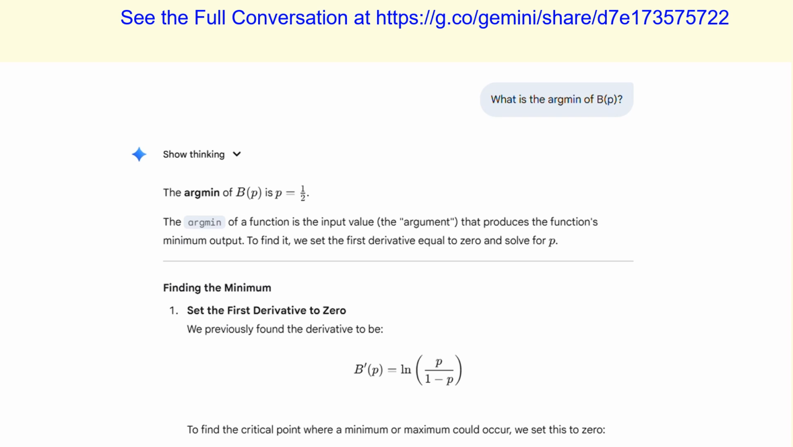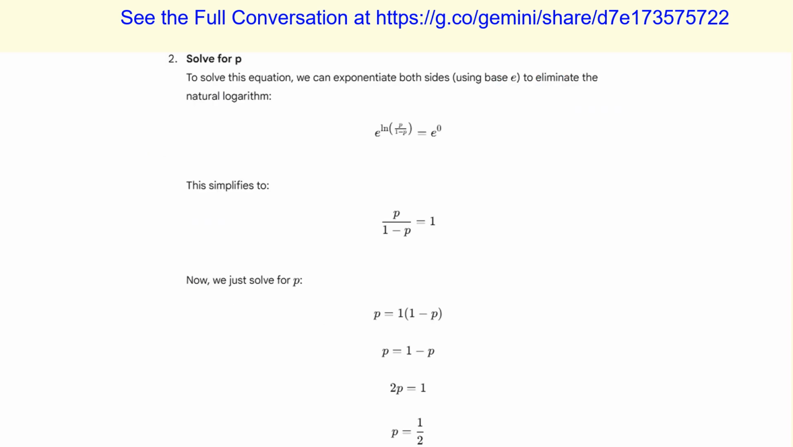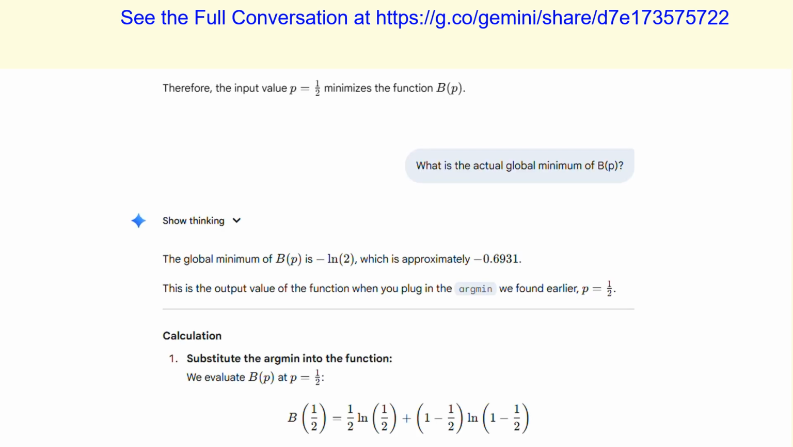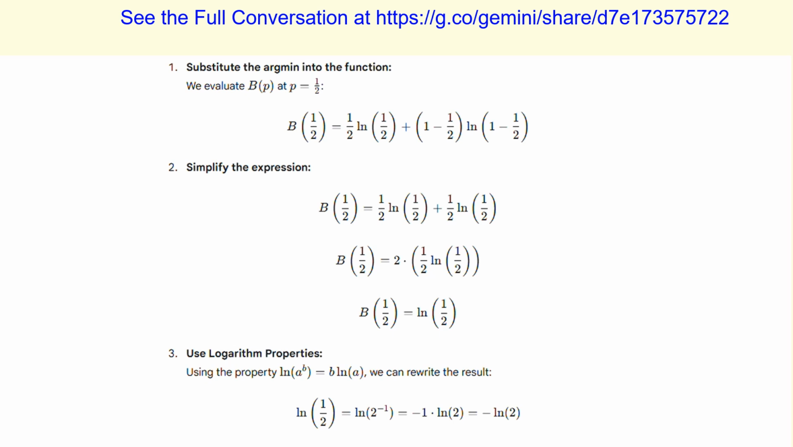Now, what is the argmin? Well, there has to be a global minimum, and it has to occur at an argmin, an argument of the minimum. So it sets the first derivative equal to 0, and then it solves the equation step by step. It says p equals a half is the argmin. Great. What's the actual global minimum? Well, that means what is the value of b of p at the argmin? And it tells us the answer, once again shows us how we can obtain that.